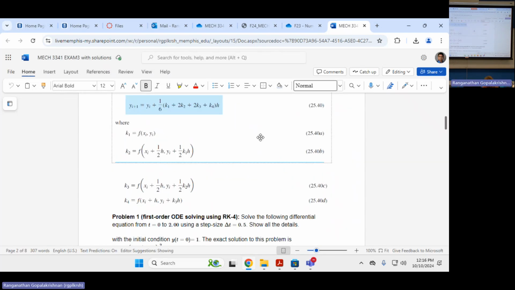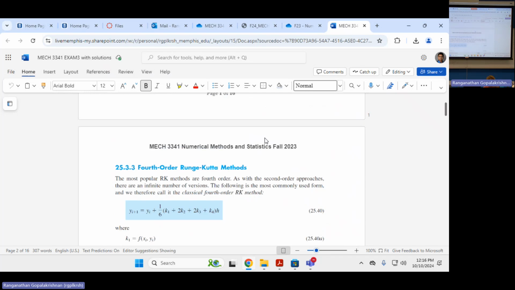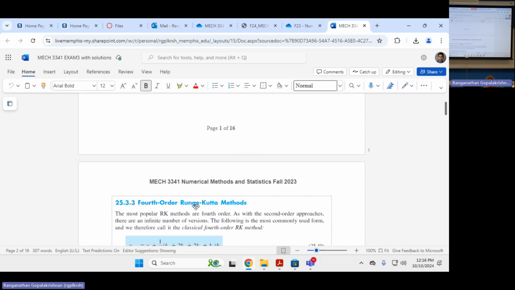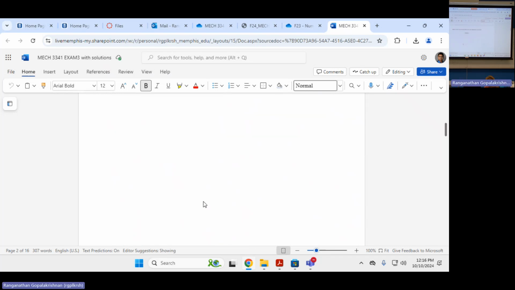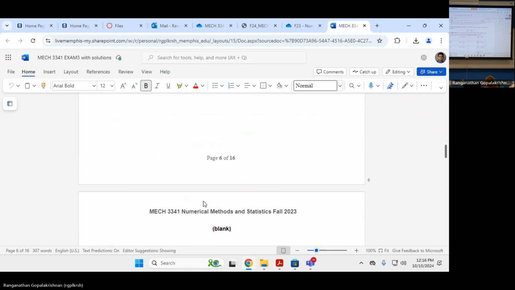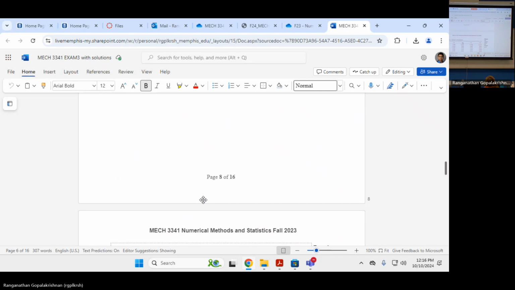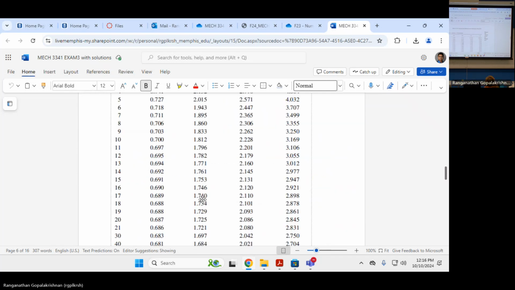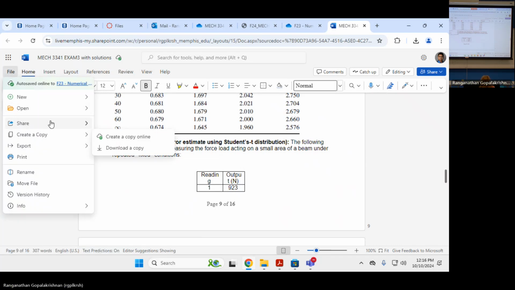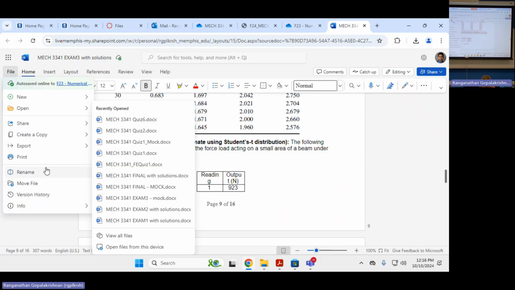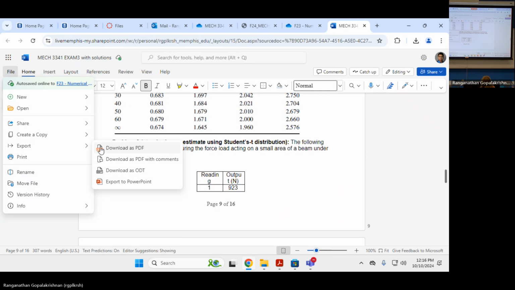Don't worry about the topics which you haven't yet seen. Like for example, this is coming up in module 5, or module 6. So don't worry about this. What you should worry about is this problem here. Standard error estimate using students t distribution. So let's actually try this problem. So let me open this. Can I download this? Yeah.